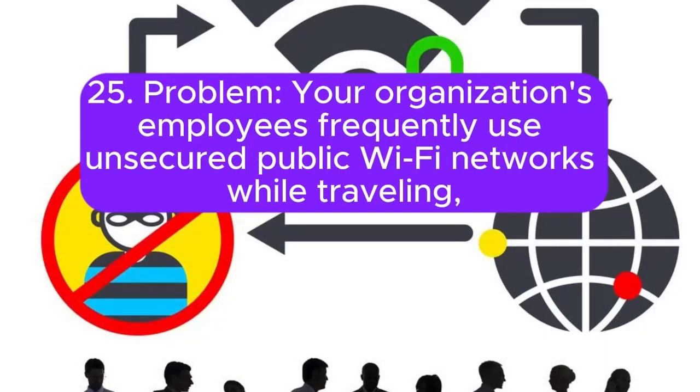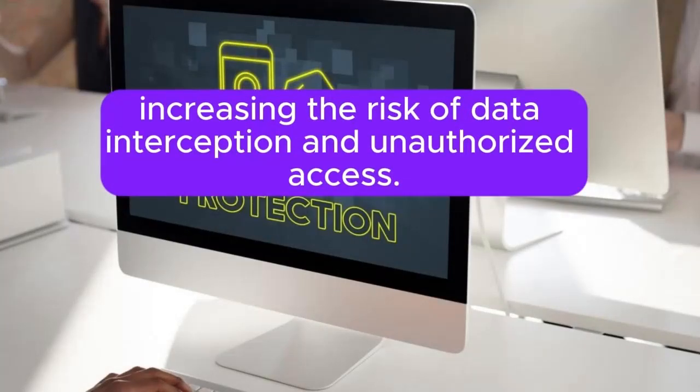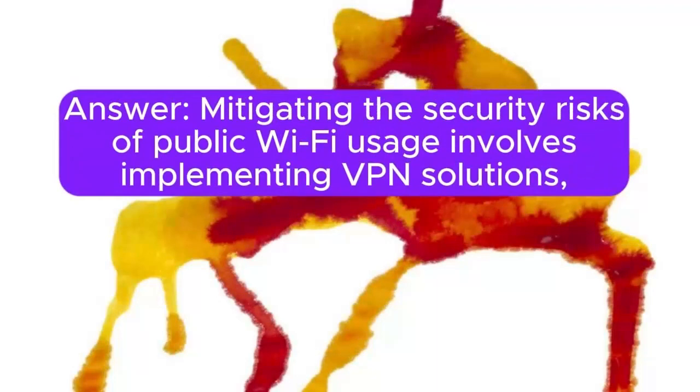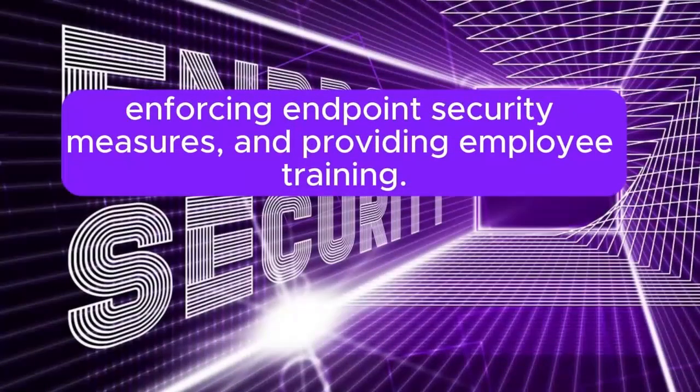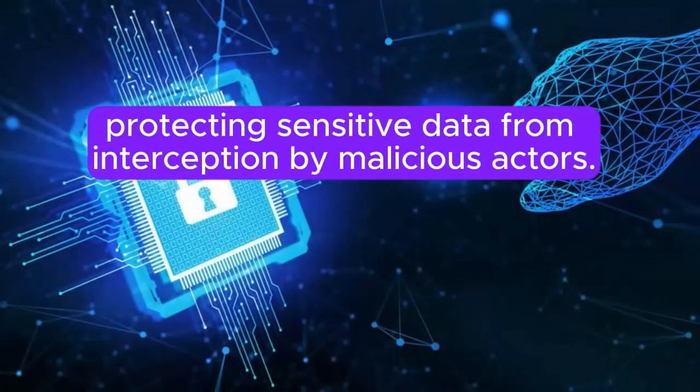25. Problem: your organization's employees frequently use unsecured public Wi-Fi networks while traveling, increasing the risk of data interception and unauthorized access. How would you mitigate the security risks associated with public Wi-Fi usage effectively? Answer: mitigating the security risks of public Wi-Fi usage involves implementing VPN solutions, enforcing endpoint security measures, and providing employee training. Utilizing VPNs encrypts network traffic and secures communication channels, protecting sensitive data from interception by malicious actors.